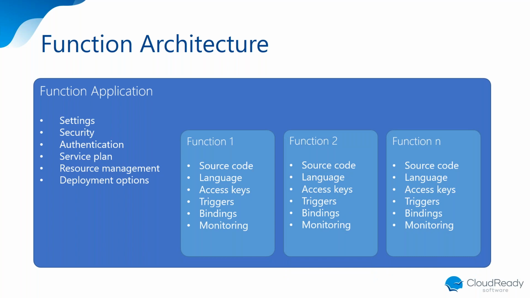Each of those functions is, in essence, isolated. They do inherit settings from the application, but they have a number of settings and traits or metadata of their own. Each function comes with its own source code. Each function can be in its own language, so you can have one function application which runs functions in multiple languages. Each function has its own access keys. Functions are responding to triggers.